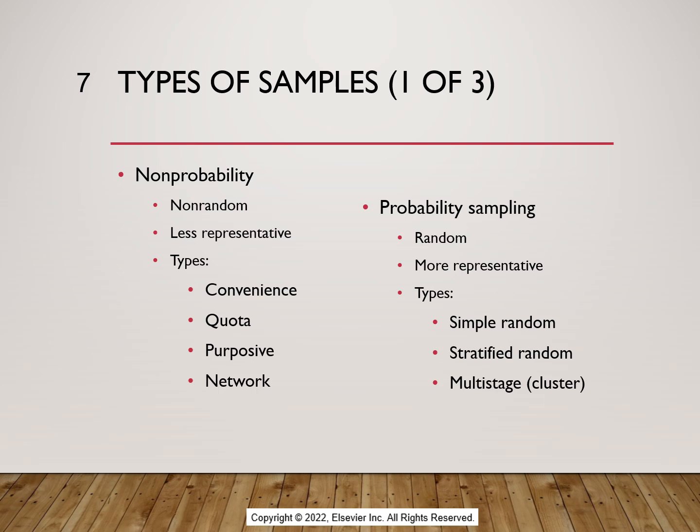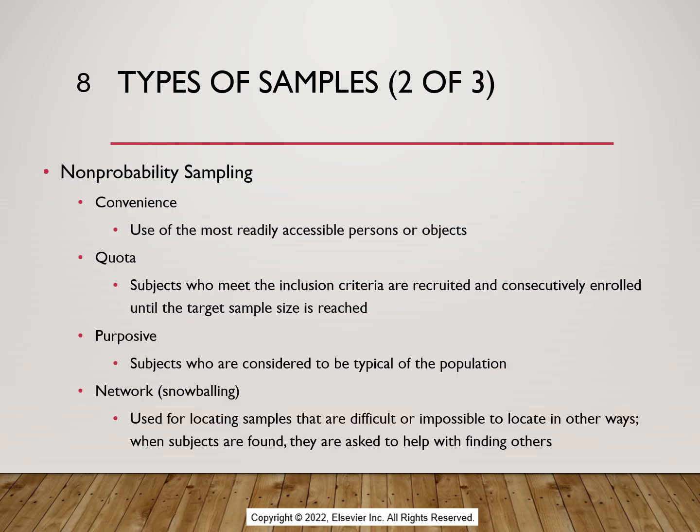Probability sampling, these are more representative of the whole population, and they're done randomly, meaning that each of the elements in that population has the same chance of being selected or assigned as every other element in that total population. So you may see when you read through your research article in the methodology section, simple random sampling, stratified random sampling, or multi-stage or cluster sampling. These are important things to note as you're reading through your research article.